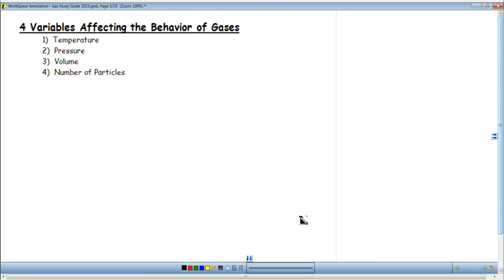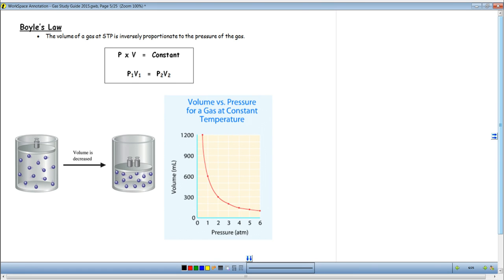In the next series of videos, we're going to look at variables that affect the behavior of gas particles, specifically these four: temperature, pressure, volume, and number of particles. Now, when we look at these specific variables, there are some laws that have been proven over and over again to stand the test of time.